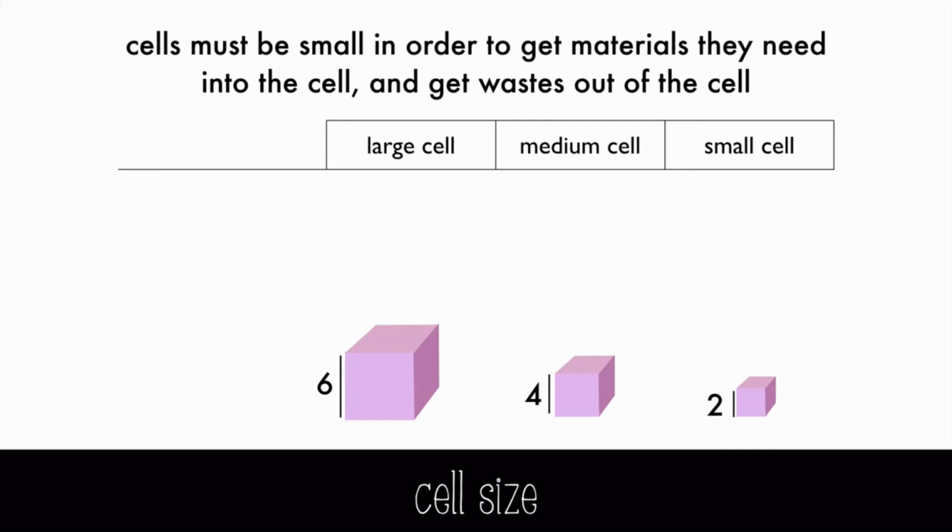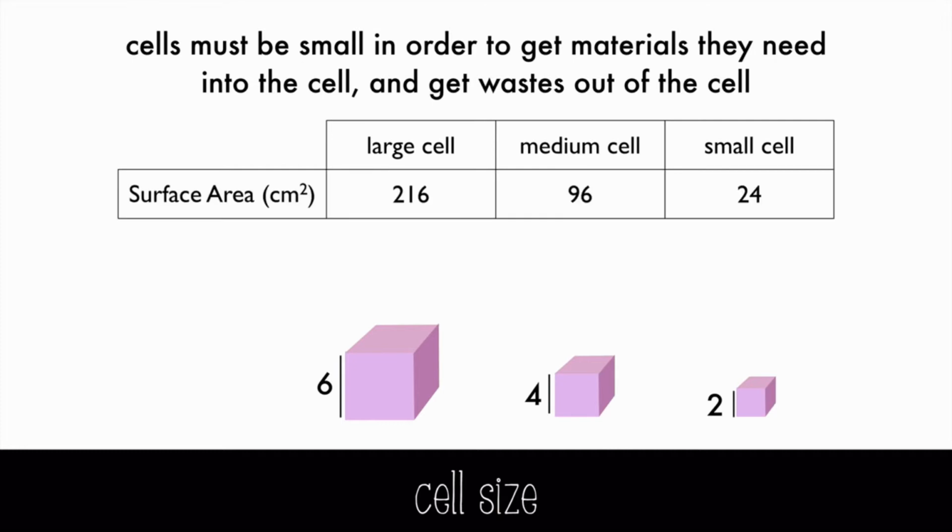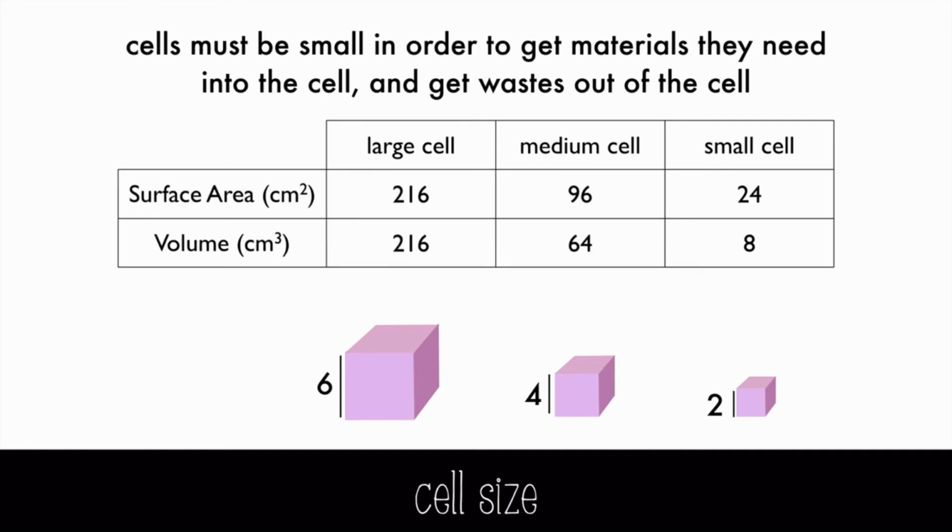The large has an edge of 6 centimeters, which gives it 216 square centimeters of surface area and 216 cubic centimeters of volume. The medium has an edge of 4 centimeters, which makes the surface area 96 and the volume 64. And the small cube has an edge of 2 centimeters, which makes the surface area 24 square centimeters and the volume only 8 cubic centimeters.